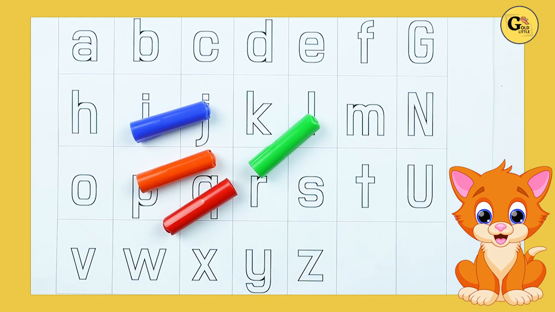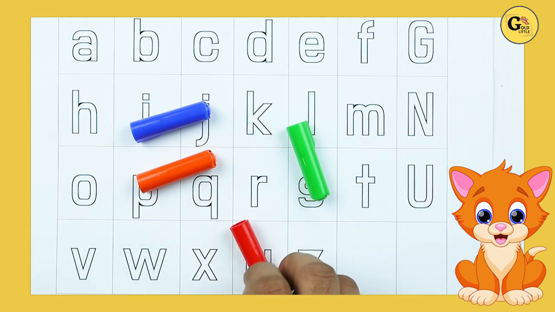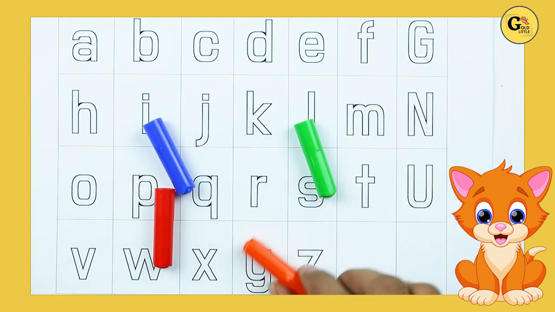Hello friends, today we learn small alphabet A to Z, A, B, C, D, E, F, G, H, I, J, K, L, M, N, O, P, Q, R, S, T, U, V, W, X, Y, and Z with some colors. It's green color, red color, orange color, blue color.